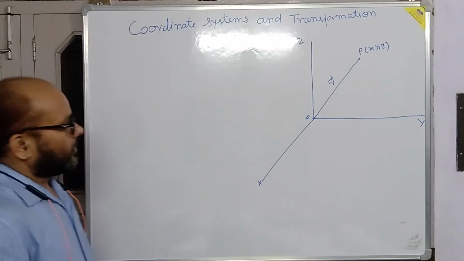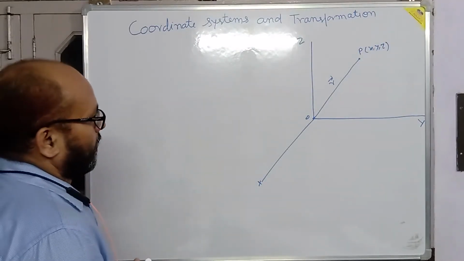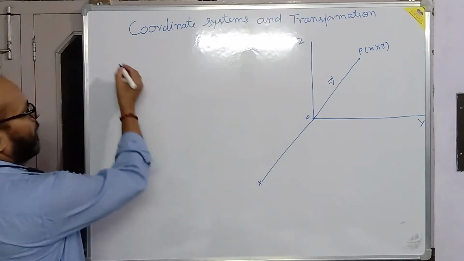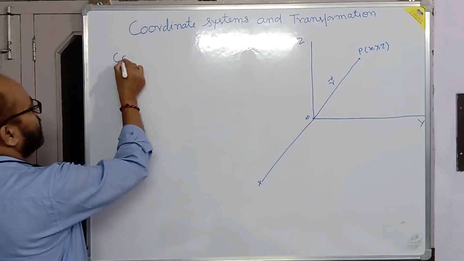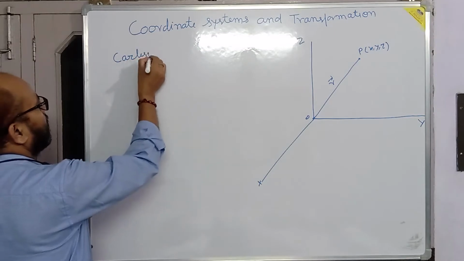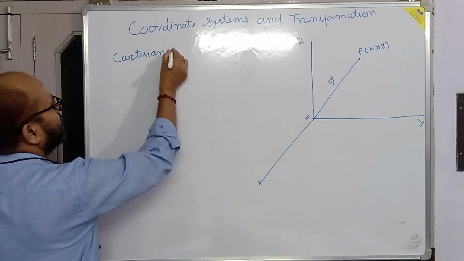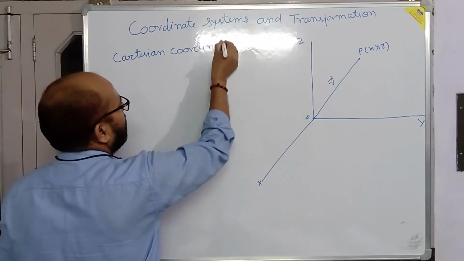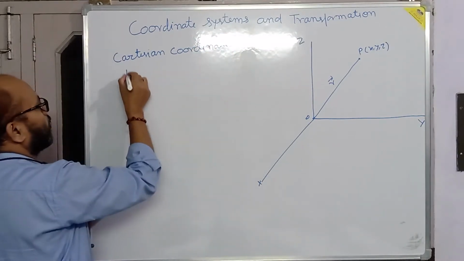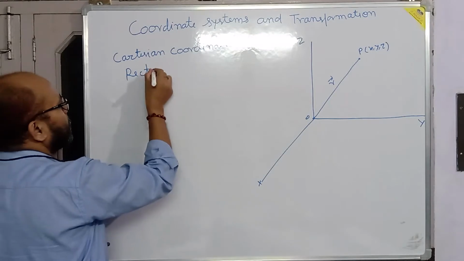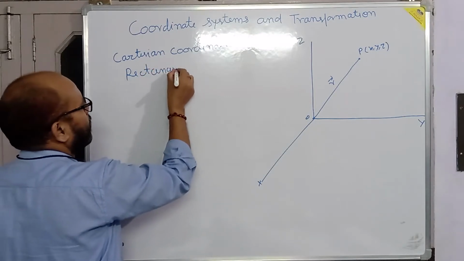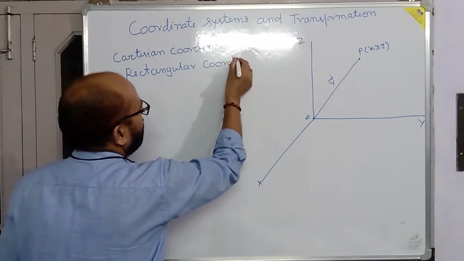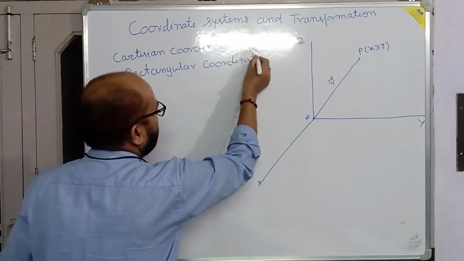right? So first of all, we are talking about Cartesian coordinates. Cartesian coordinates. इसको हम रेक्टेंगुलर कोऑर्डिनेट भी कहते हैं. Rectangular coordinate, right?